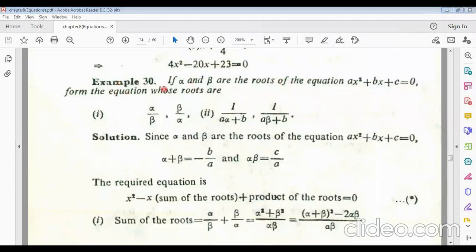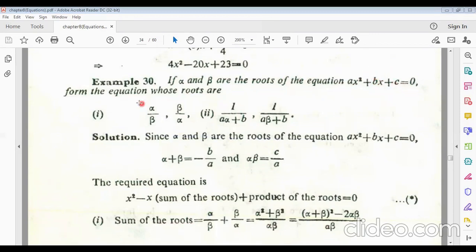So again, example 30: if alpha and beta are the roots of the given quadratic equation x square plus bx plus c equals 0. What is a quadratic equation? A second degree equation of one variable is called a quadratic equation, because the highest power of x is 2. This is why it is a second degree equation, and only one variable x is used here. This is the definition of a quadratic equation.